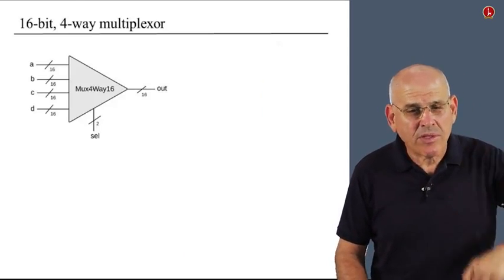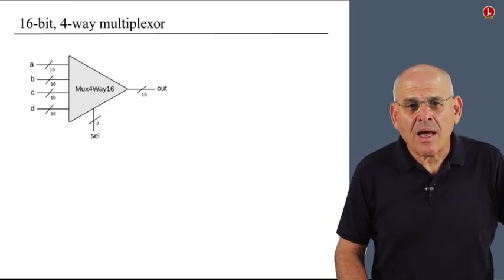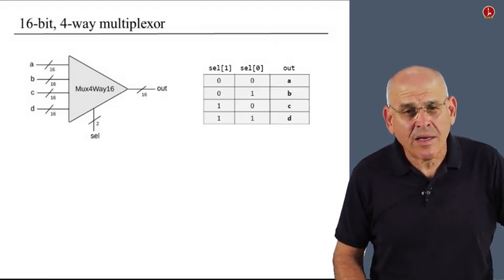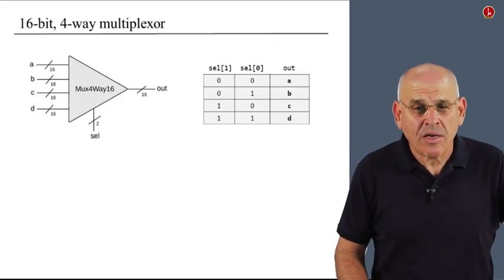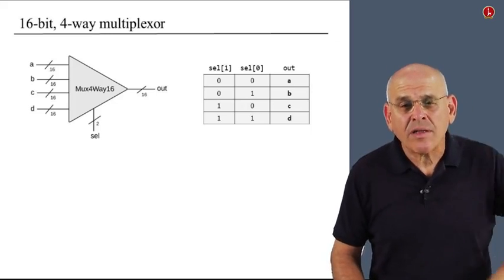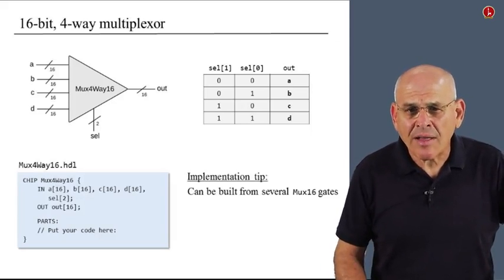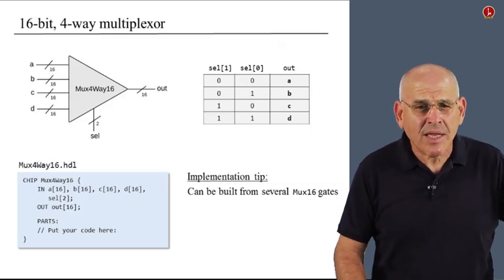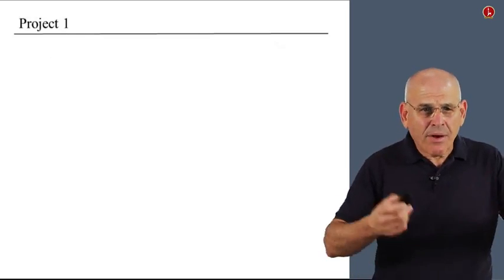It has 4 inputs coming in. Every one of them is a 16-bit bus. We have a 2-bit selection coming in, and that is because you need 2 bits in order to select 4 different possibilities. And we have the stub file, and we can build this thing using several MUX 16 gates, as well as perhaps some other gates as needed.